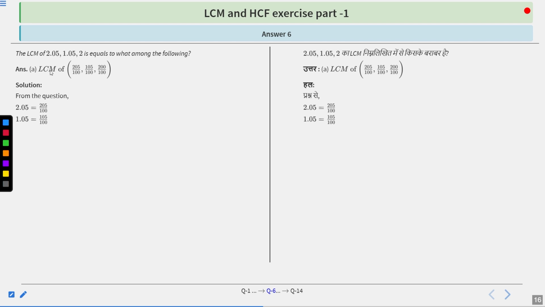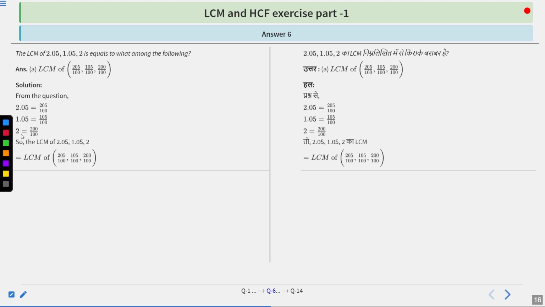Now, 2.05 can be written as 205 upon 100. 1.05 can be written as 105 upon 100. And 2 can be written as 200 upon 100, because 200 upon 100 is also 2. So the LCM of 2.05, 1.05 and 2 can also be written as the LCM of 205 upon 100, 105 upon 100 and 200 upon 100. So this thing can also be written in this way. So option number A is the correct answer.